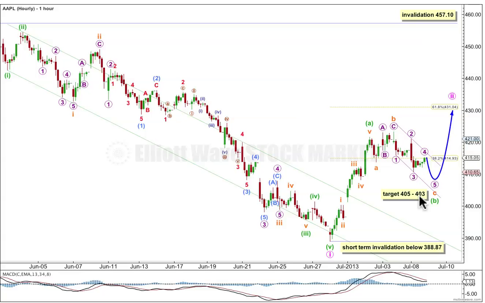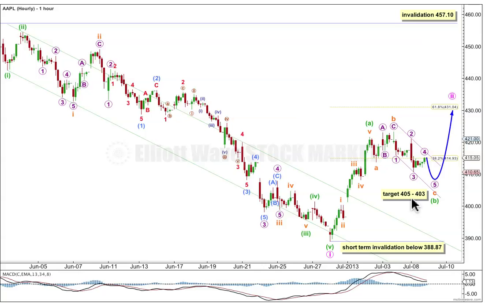Within this little expanded flat correction, subminuette wave C has already passed 1.618, the length of subminuette wave A. If we don't see a new low below this point, then it's probably over already. But what looks most likely is from this high to this low, we have an incomplete 5-wave structure. At 405, microwave 5 would reach equality in length with microwave 3, and at 403, subminuette wave C would reach 2.618, the length of subminuette wave A. So we have just a small $2 target zone for a little bit more downwards movement.